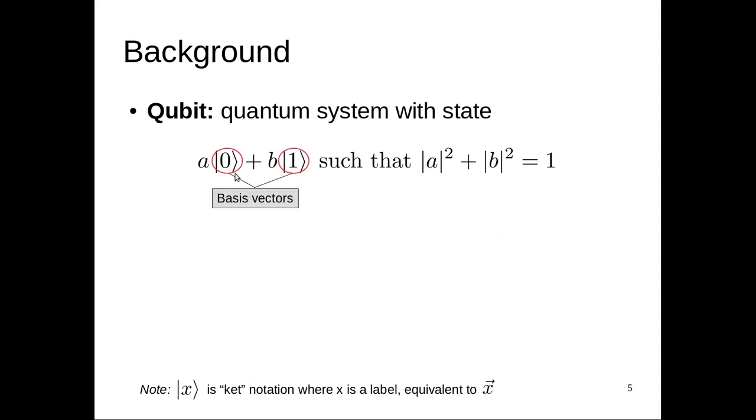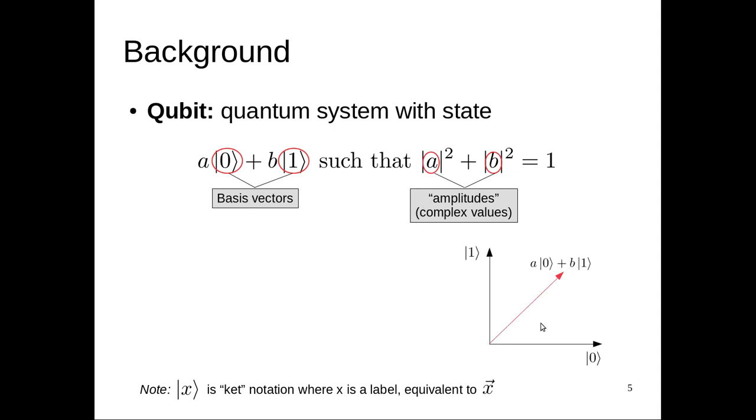Commonly, we will refer to these classical 0 and 1 states as the basis vectors of the qubit, and these a and b coefficients as the amplitudes. We'll note that these often can and will take on complex values. We can visualize the state of a qubit in this figure here, where on the x-axis we have the classical state 0, on the y-axis we have the classical state 1, and the state of the qubit itself is some linear combination, superposition of these two classical states.